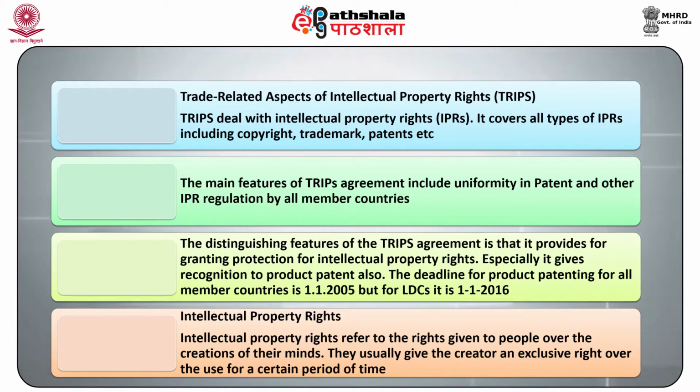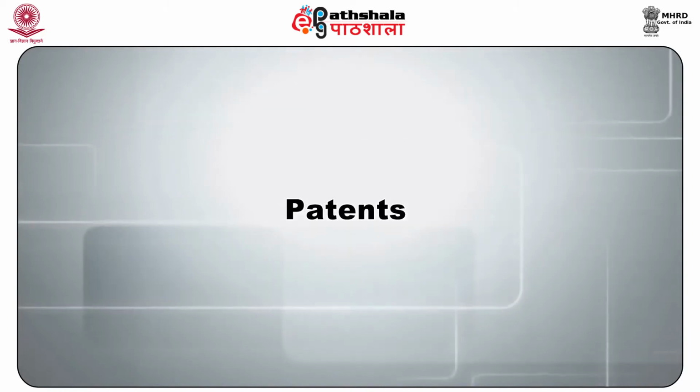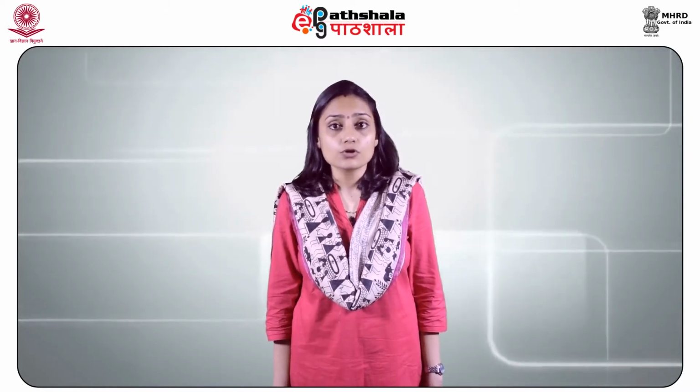Intellectual property rights. Intellectual property rights refers to the rights given to people over the creation of their minds. They usually give the creator an exclusive right over the use for a certain period of time. Patents. Patent is one of the most important IPRs under which protection is granted for an exclusive right to exploit an invention. The invention must be a product or a process that provides a novelty and must have commercial applications. The owner of a patent is usually granted 20 years of patent protection.